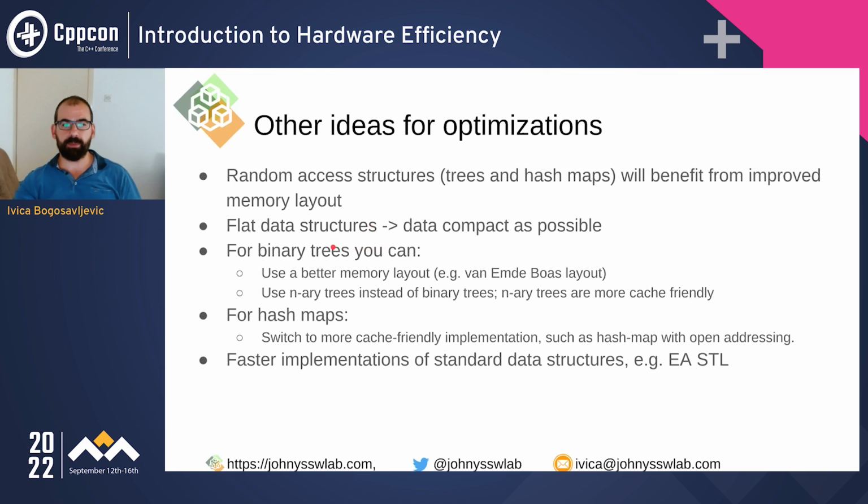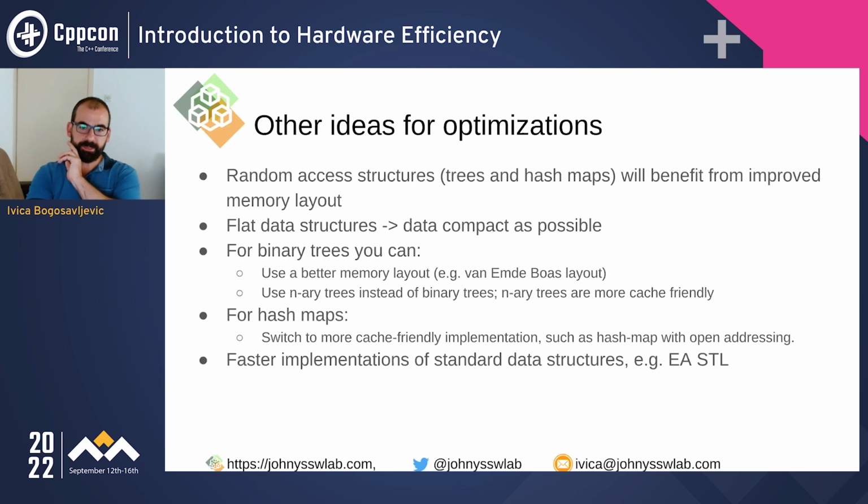If you're trying to optimize binary trees, you can use a better memory layout. One of them is called the van Emde Boas layout. You can look it up in Google, I'm not going to talk about it here. Then the other thing that you can use is, instead of a binary tree, an n-ary tree. Because n-ary trees are shallower, they have fewer pointer references when you're looking up. And they're also more cache friendly, because a single node of an n-ary tree contains more data than just one piece of data in a binary tree.